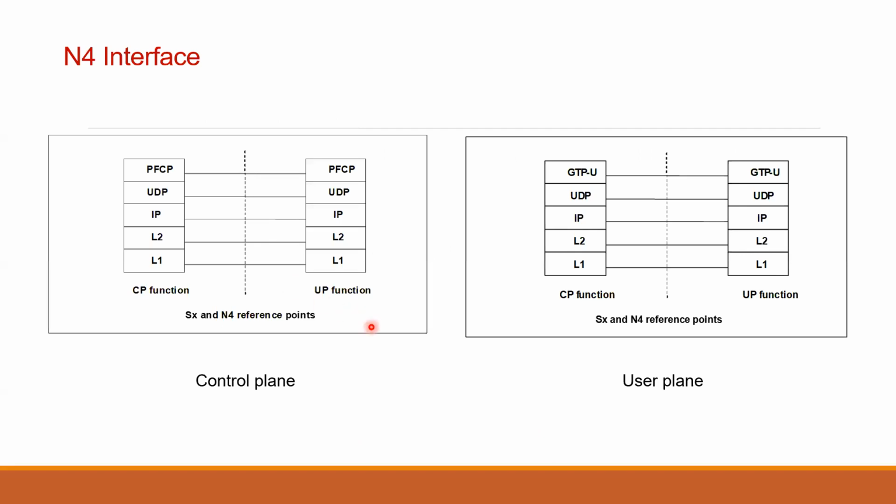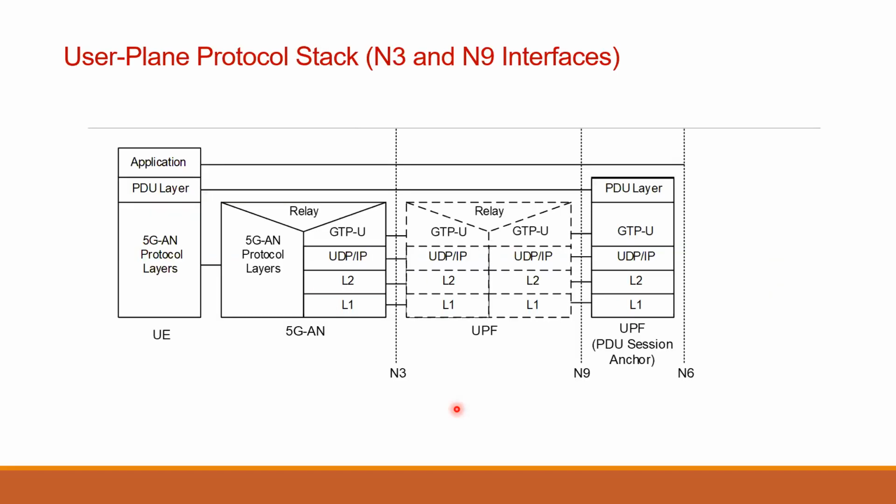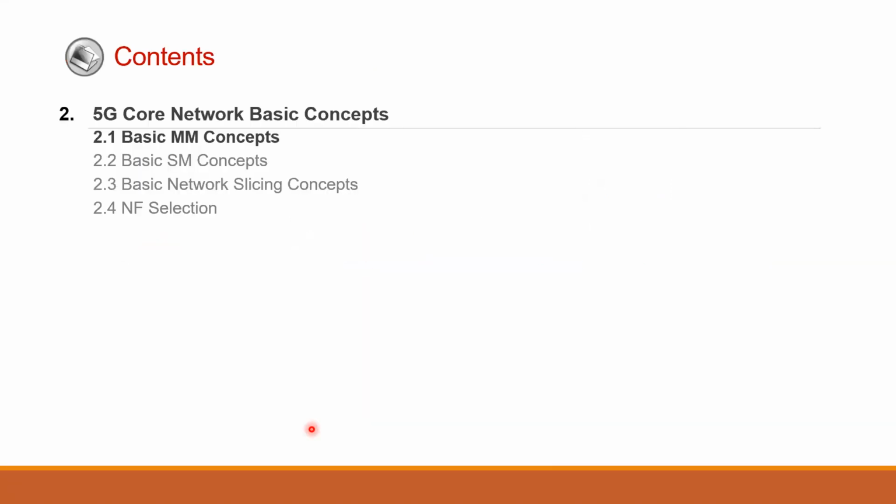N4 interface: the communication in the control plane is via PFCP, and in the user plane, the communication is done over GTP-U. N4 is the interface between SMF and UPF. Right. N3 and N9: the N3 interface is between your access network and UPF, and the N9 interface is between two UPFs. So all this communication takes place over GTP-U.